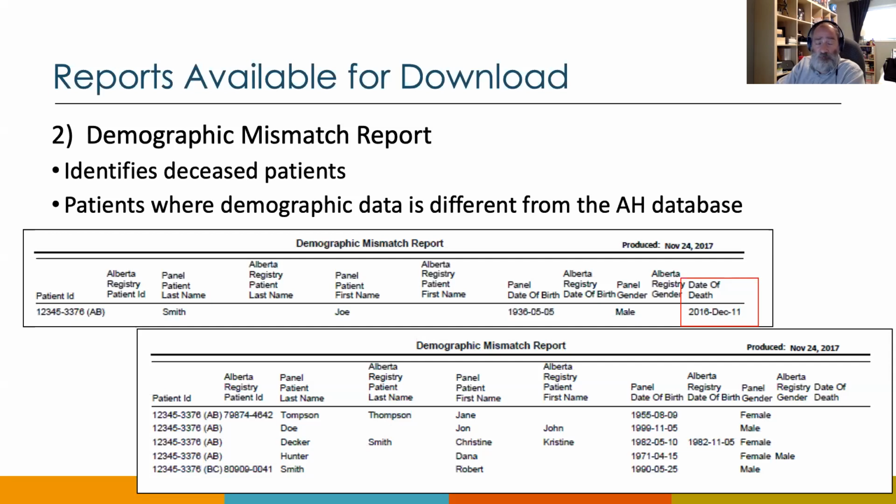And the other part of the report identifies demographic mismatches, where you can see whether there are differences between the EMR and the patient-client registry. And if the information is incorrect in the EMR, then it can be updated. And if it's incorrect in the patient-client registry, then it's a little more complicated because patients have to request that change, but you can let the patient know that the information is not correct.